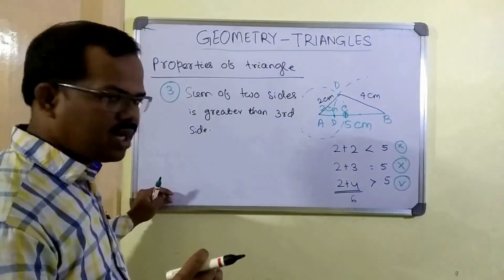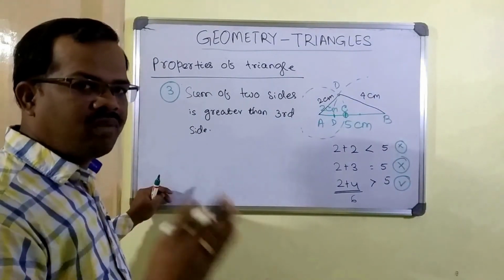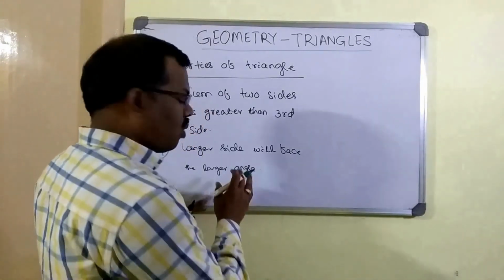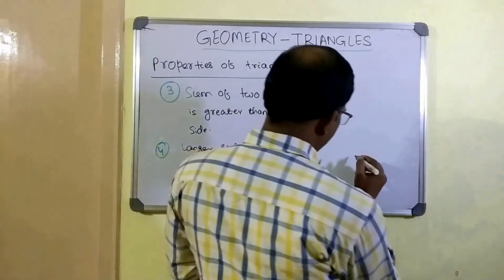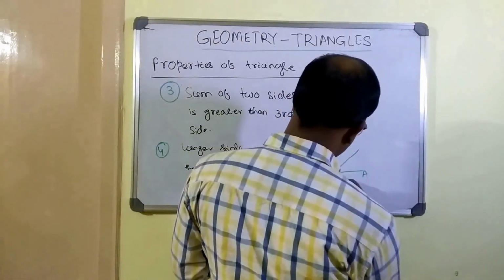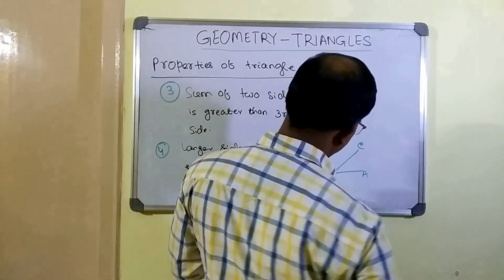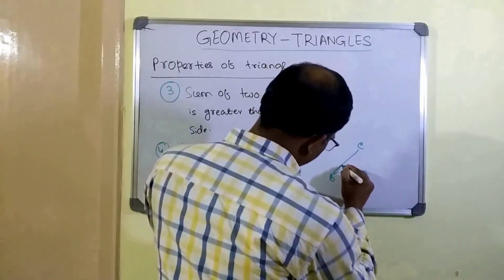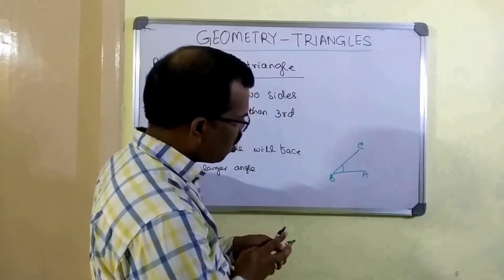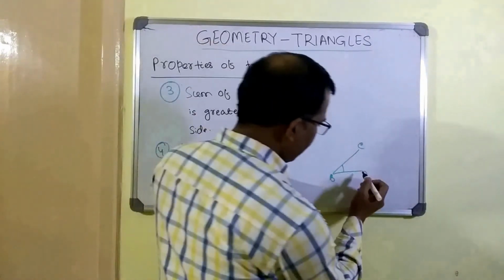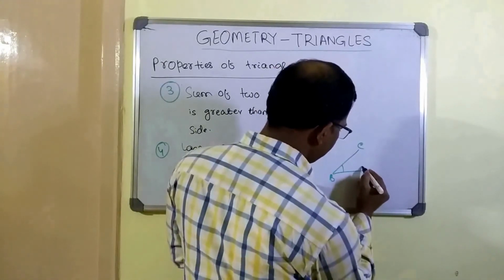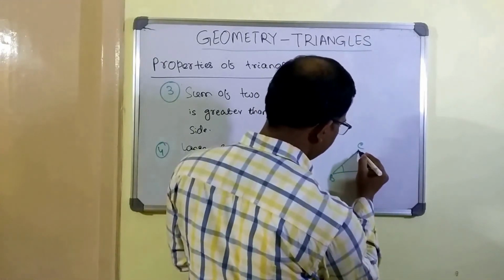Now the fourth property is that the larger side will face the larger angle. To understand this, let us take an angular field. I am taking one angular field with points A, B and C. The angle is formed at point B. Now if you have to cross this field from point A to point C, you have to essentially travel this distance. Right?